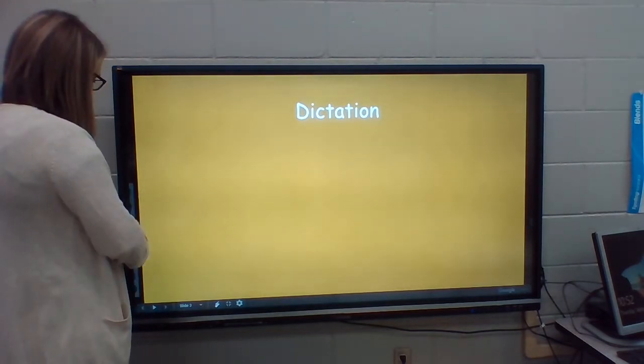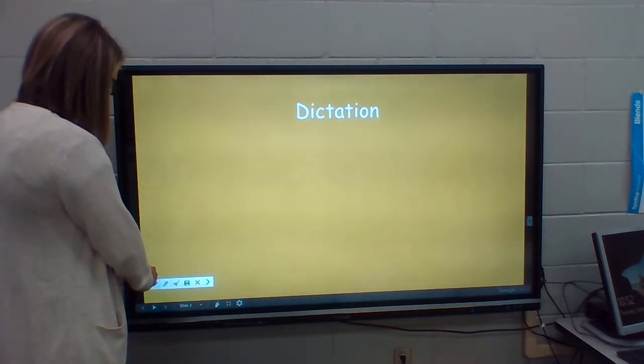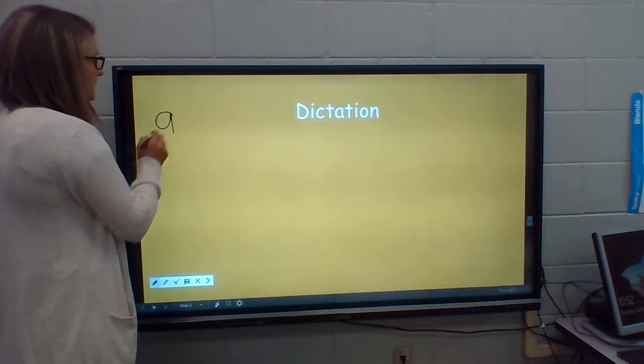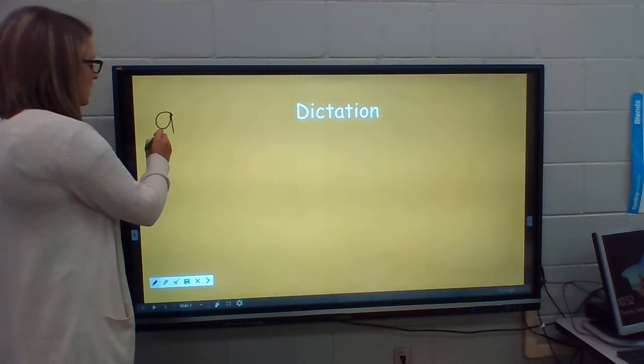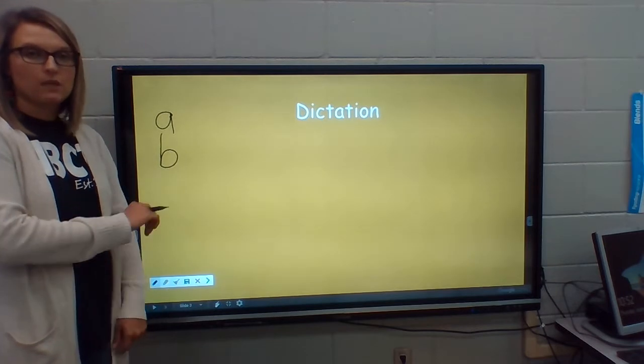Uh-oh, I need my marker, it disappeared. Okay, so you have lowercase a, and then for a lowercase b, it's a straight stick down and then a bubble. So stick first and then a bubble.